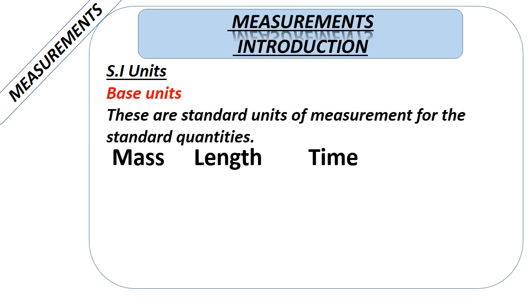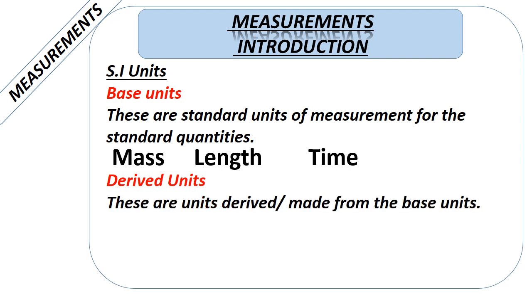So the other types of units are called derived units. To derive is to come up with something from something else. So derived units are units that are formed by combining different base units. Like I said, base units are like the foundation, and then things that are built on top of the foundation are the derived units. So derived units are defined as units derived or made from the base units.